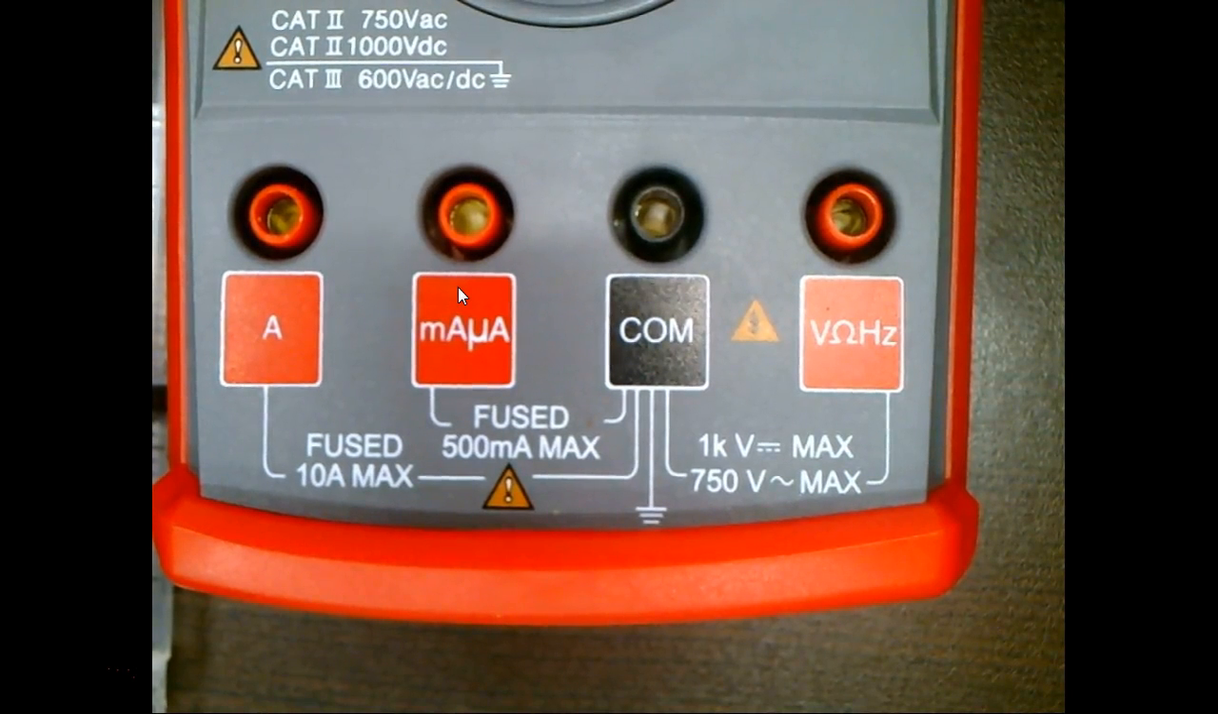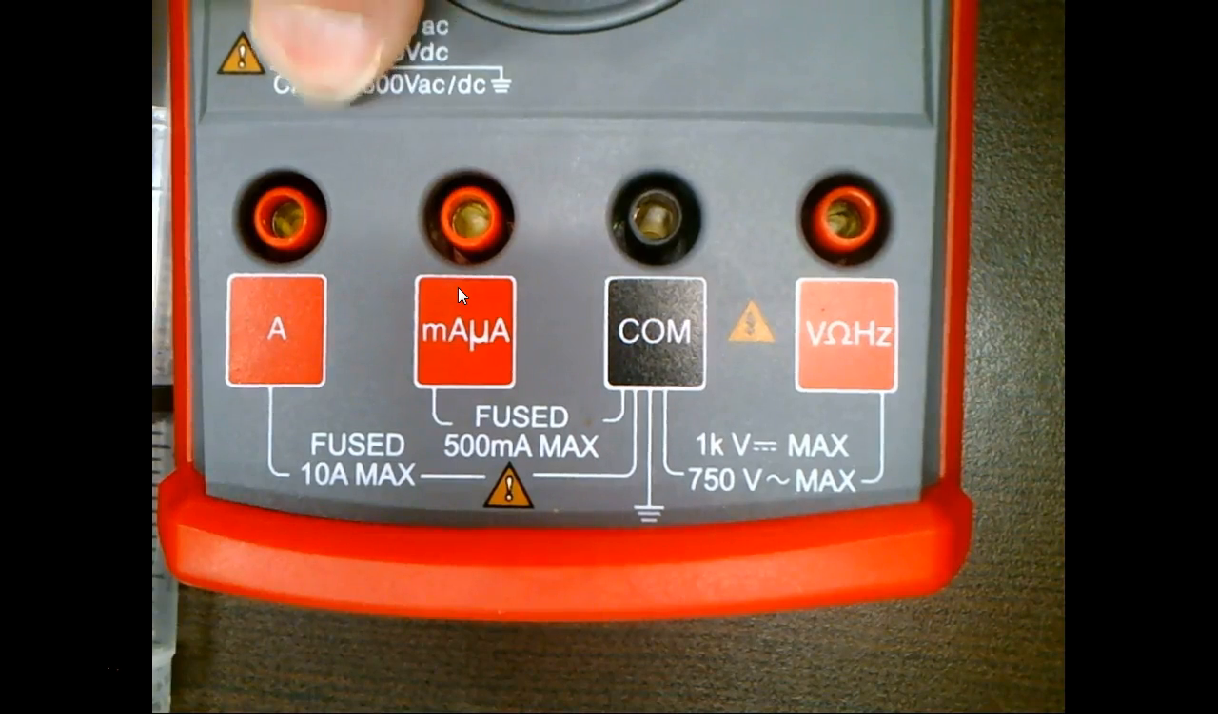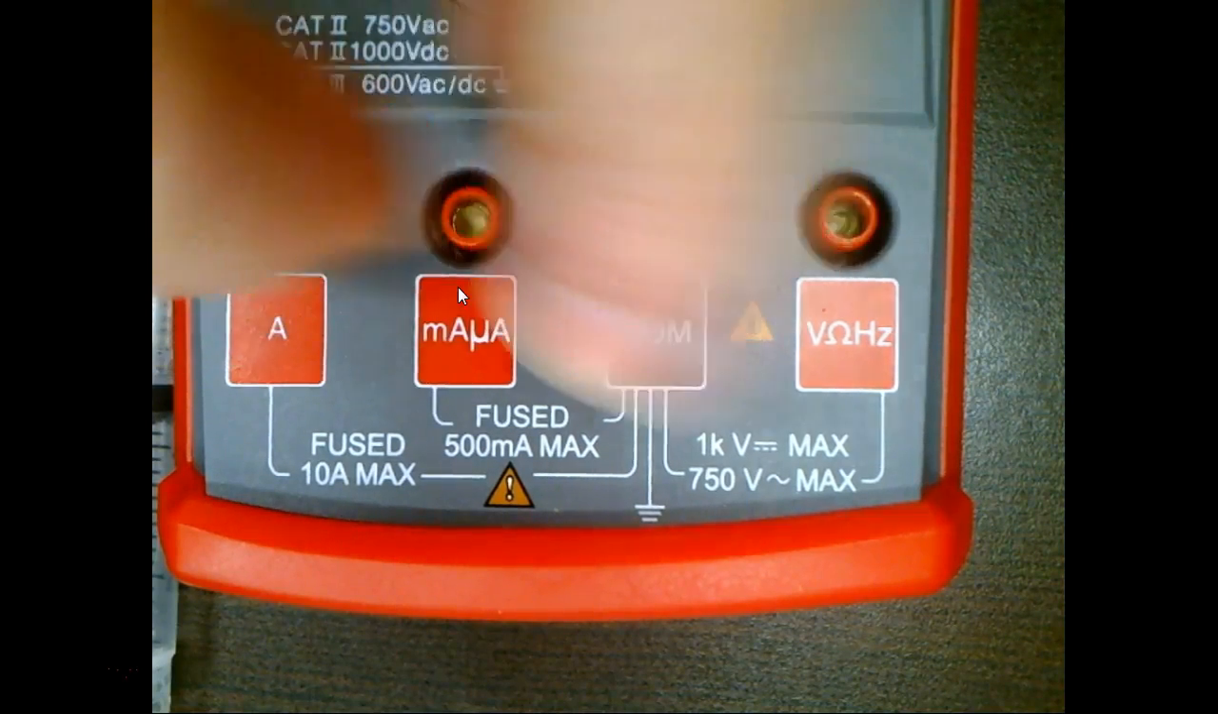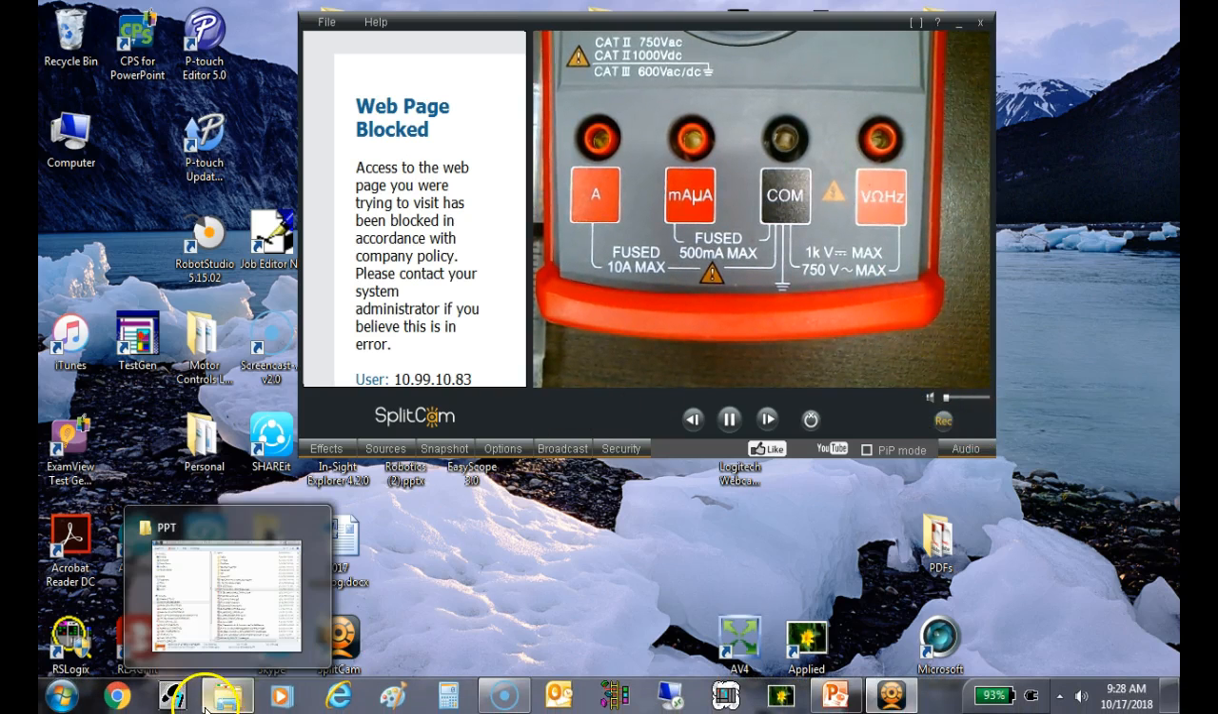Now, what the categories do is indicate how much of a surge the meter can handle. It's not the voltage range, but you'll have a different category at a different range. So this indicates how much surge it can handle. We'll look at that later. I thought it was in that PowerPoint right there, but undoubtedly it's not.